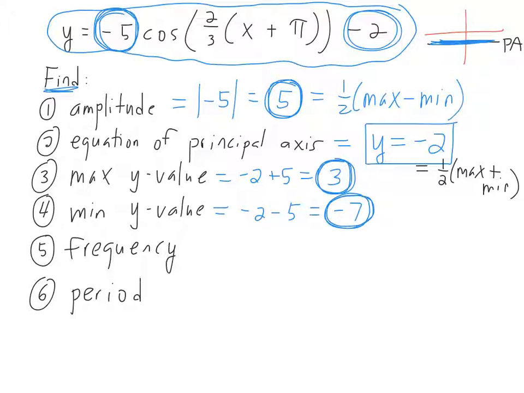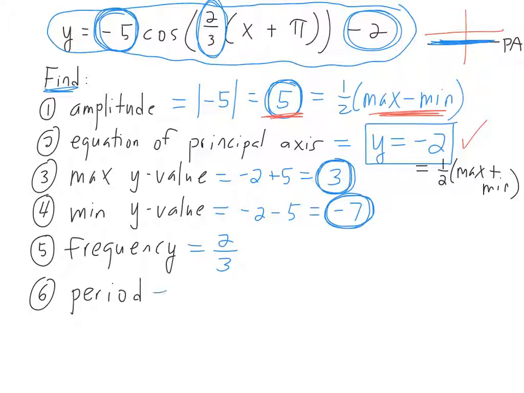Notice how if we were to check this, if we do the max minus the min, you would get 10. Half of 10 is your 5. And if you were to average the 3 and the -7 together, if you add them up, you'd get -4, and then -4 divided by 2, you would get your -2 for your principal axis. So to find the max and the min, we're using our principal axis number and our amplitude. Our frequency, this we said is the b. That's just the number that we see on the inside there. So that's just 2/3.